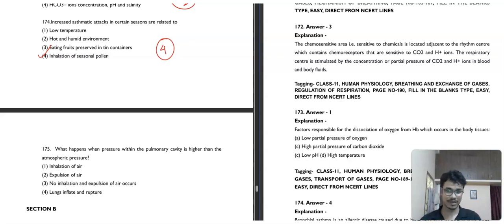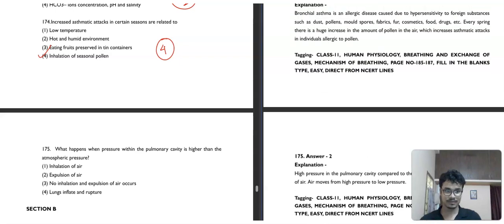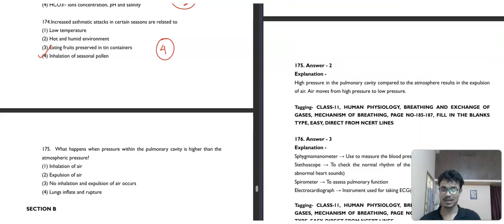Then question number 175. It is saying, what happens when pressure within the pulmonary cavity is higher than the atmospheric pressure. So this is your pulmonary cavity, and this is the atmosphere. So what will happen? Tell me. There will be expulsion of air, from high to low. So the second option will be your correct answer for this question. Air moves from high pressure to low pressure.